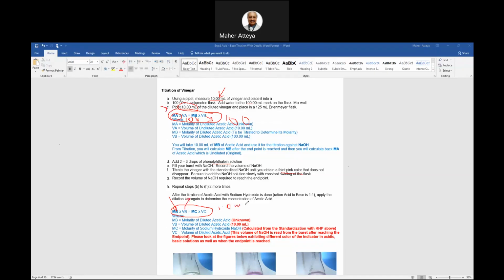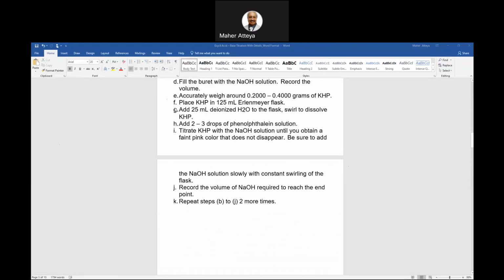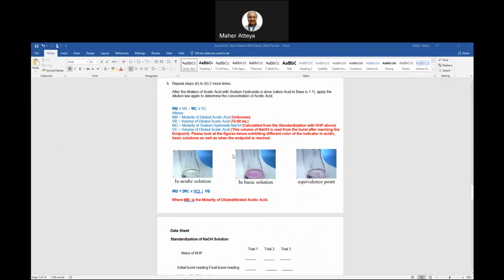10 ml here. This is sodium hydroxide endpoint. This is the endpoint here. This is the concentration of your sodium hydroxide, which came out to be from the previous titration. So this one here is coming from previous titration. So this one here, MC here, is coming from this titration here, from the KHP titration. So then you can calculate your concentration of your diluted one.